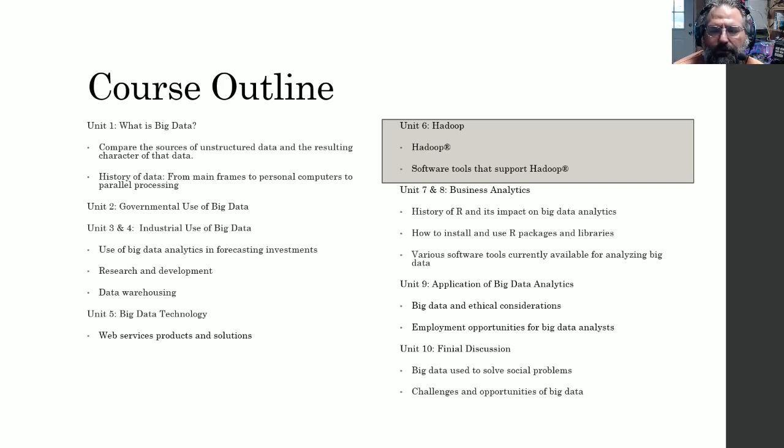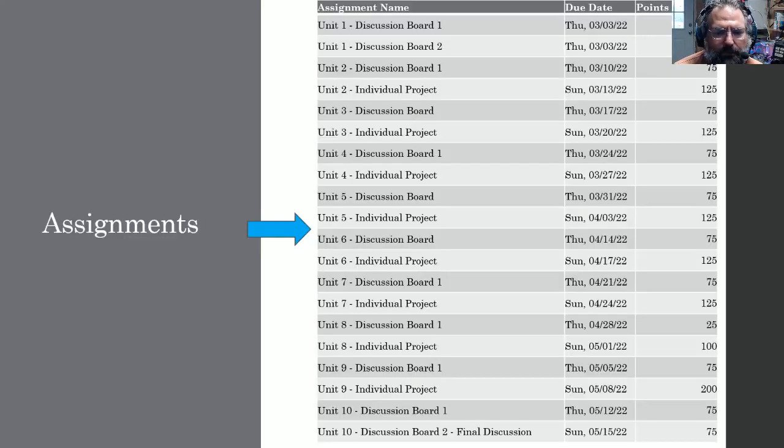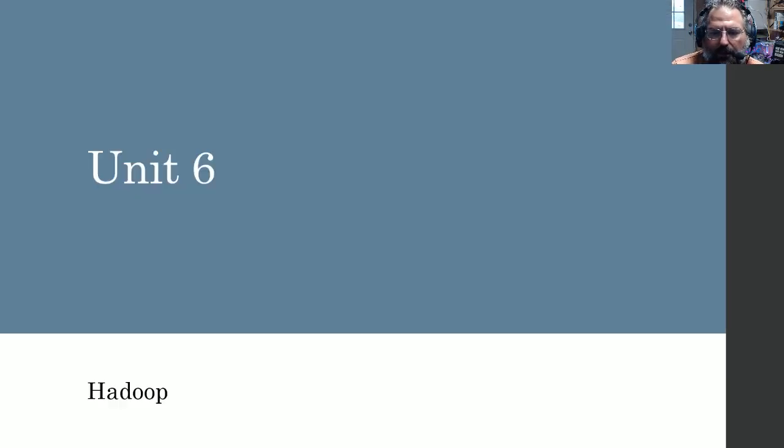Anyway, we are into Unit 6. Unit 6 centers on things like Hadoop and the tools that support Hadoop. Hadoop is an ecosystem unto itself. There's lots of different technologies involved. We've touched on some of them before, such as MapReduce, Hadoop distributed file system, and so on. We are making our way through this unit. Your individual project for Unit 6 is due on Sunday, so keep that in mind.